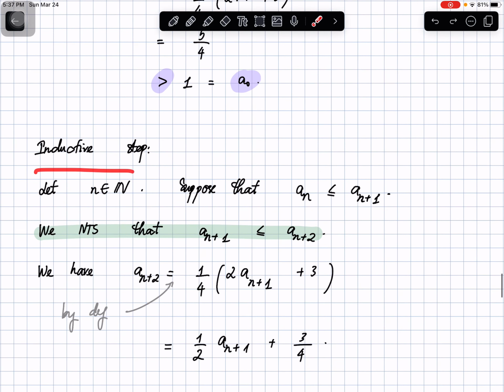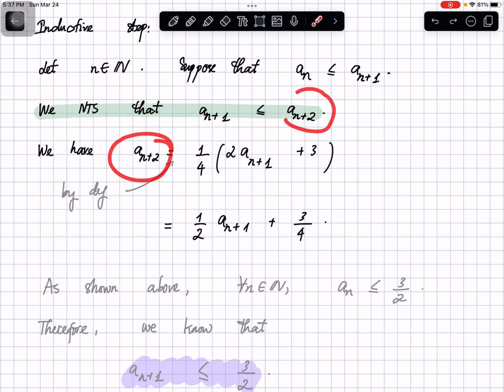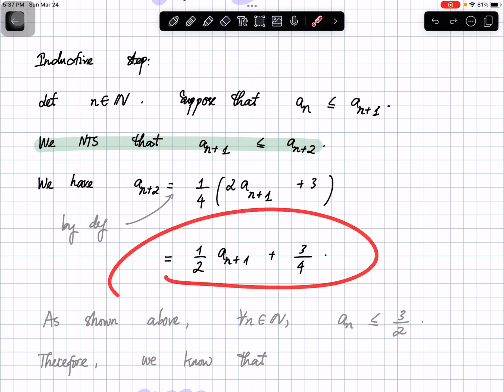Inductive step, let n be a natural number. Suppose that P(n) is true, meaning that a_n is less than or equal to a_{n+1}. We need to show that P(n+1) is true, meaning that we need to show a_{n+1} is less than or equal to a_{n+2}. By definition, a_{n+2} is given by this formula. So 1 over 4 times (2a_{n+2-1}, so 2a_{n+1} plus 3), equal to this by distributive.